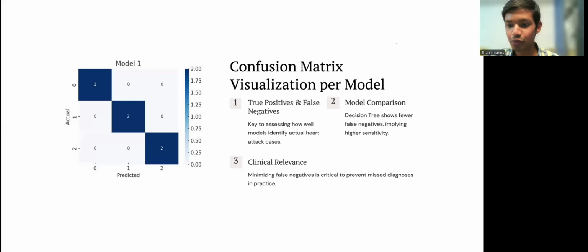So we have the confusion matrix of the KNN model. This matrix helps us understand how well the model predicts. True positives are correctly identified cases, and false negatives are missed heart attack cases. In KNN, we had moderate false negatives, meaning some risk cases might be missed.